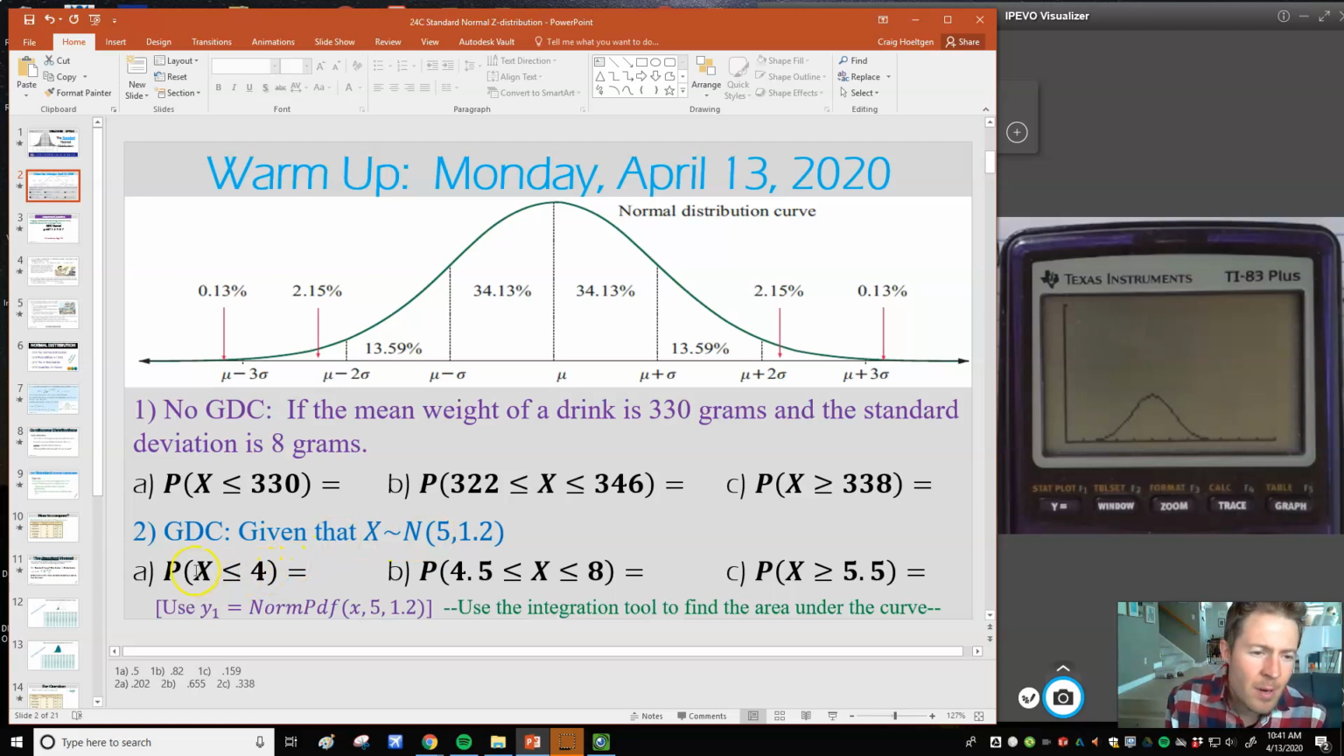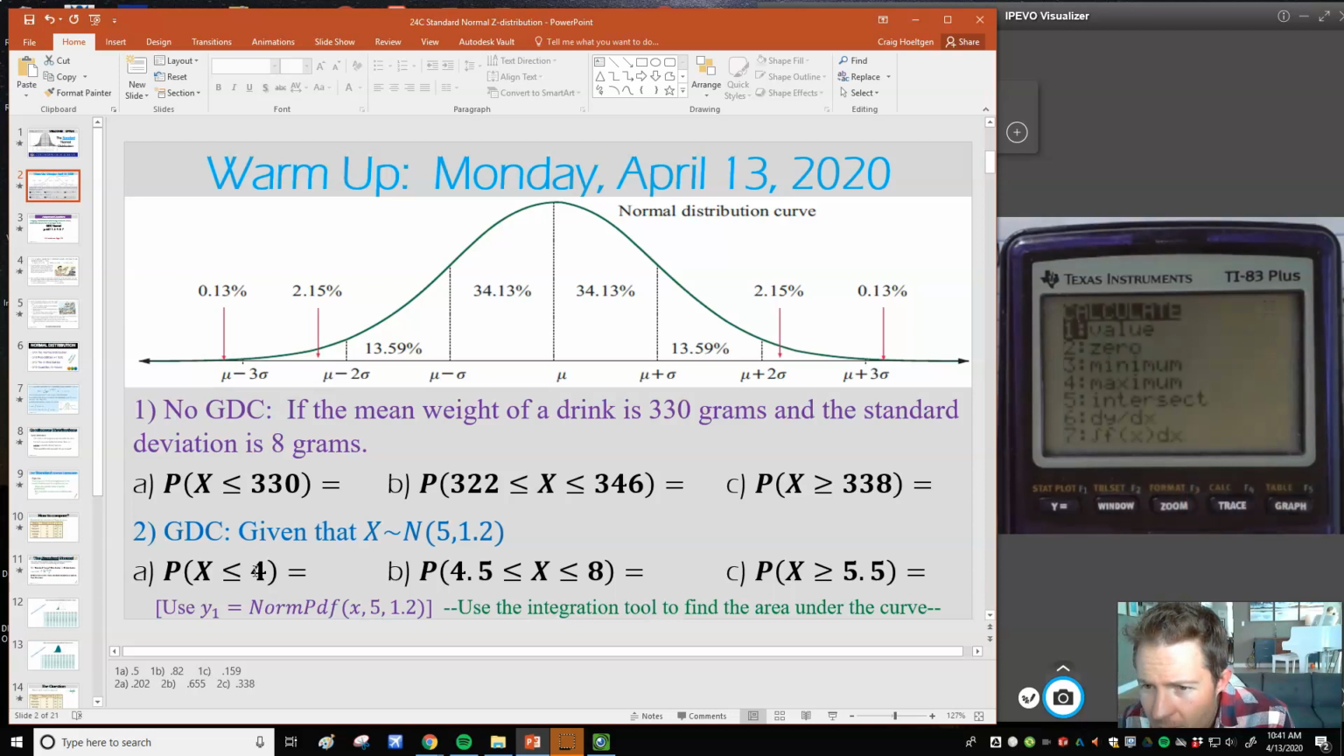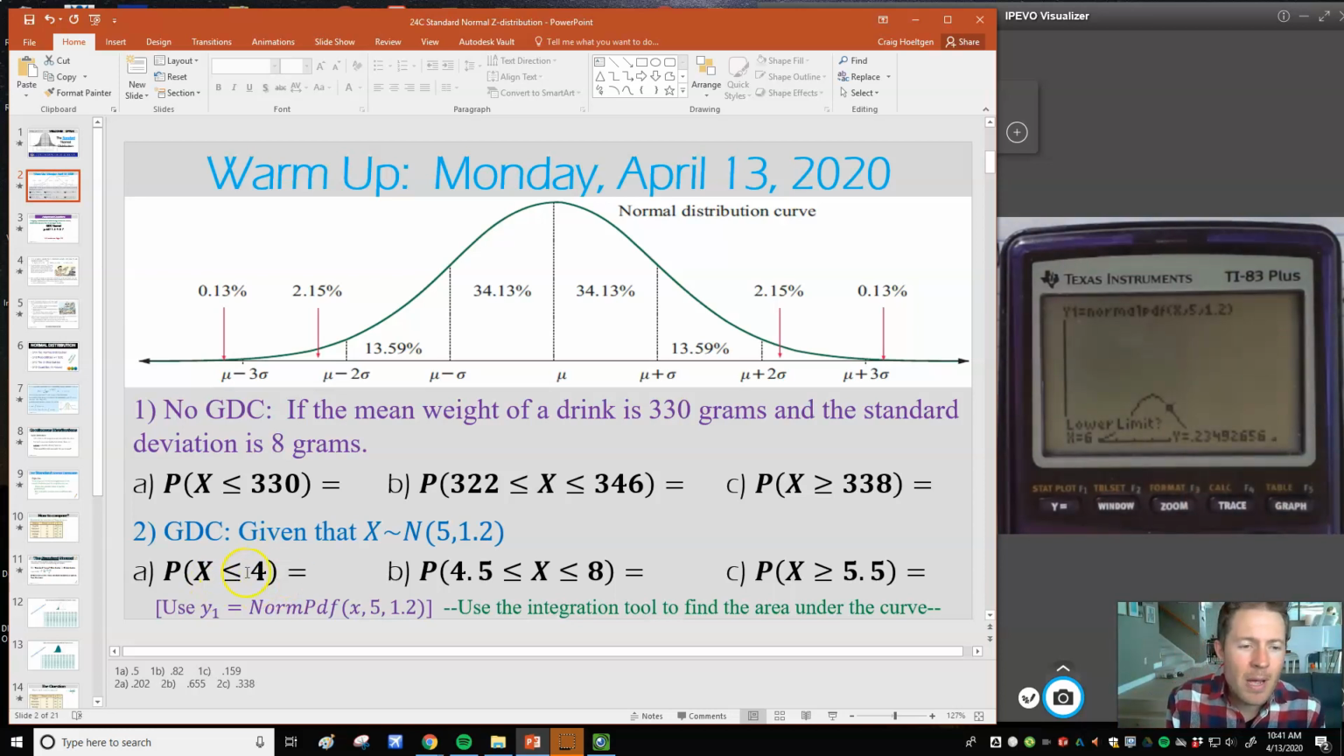So if I'm going to try and find the probability x is less than or equal to 4, I'm going to go second calc, integrate, and what's a lower bound? For your lower bound, you can use 0 or several standard deviations below. You can put in a negative value. I'm just going to put in 0 for now. 0, enter. Our upper bound is 4.